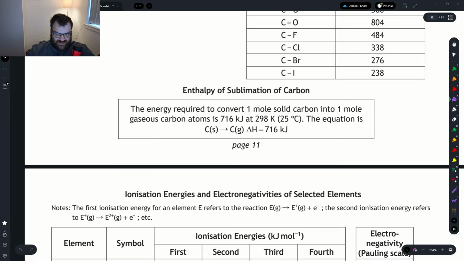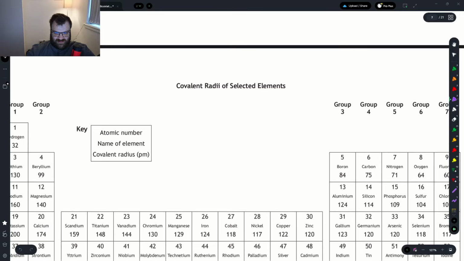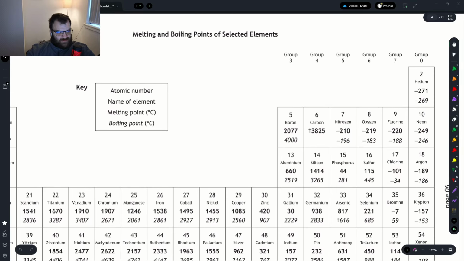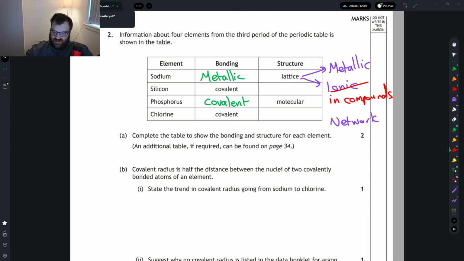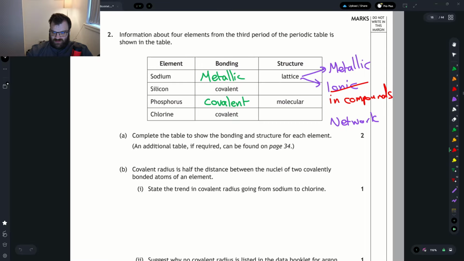Now, because I've done this maybe just a couple more times than you have, I know that silicon is one of our covalent networks. We can see that from the fact that it's got a high melting point and boiling point. Versus chlorine, which has a low melting point and boiling point, making it more likely to be covalent molecular. There are a limited number of combinations that we can have, and then melting points and boiling points can help us out.